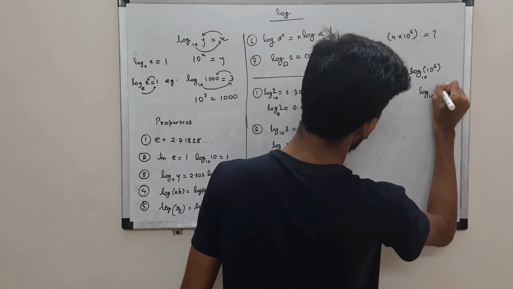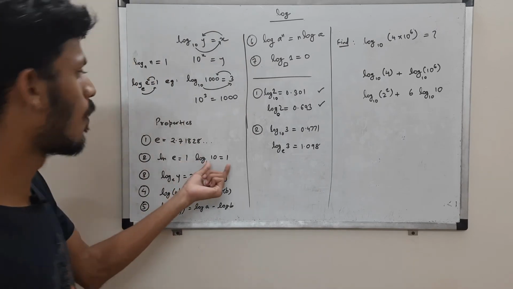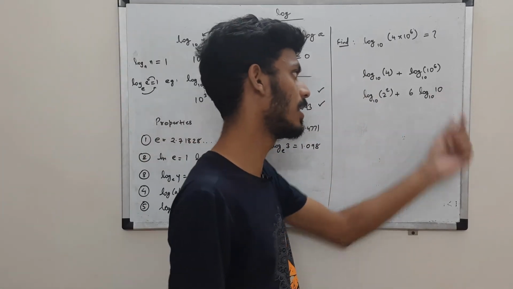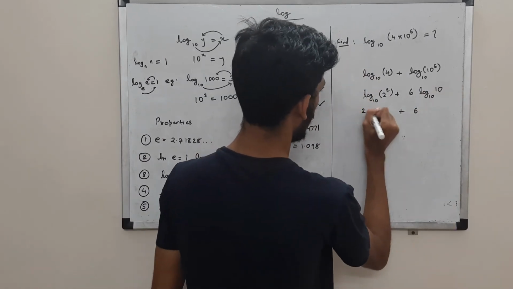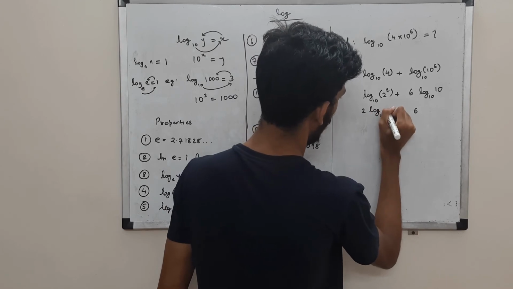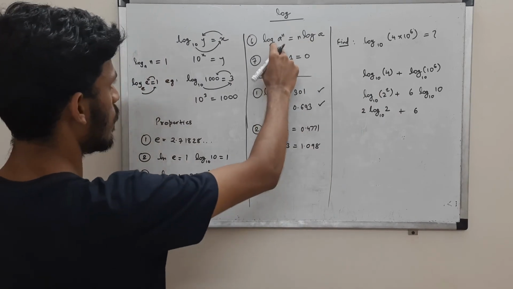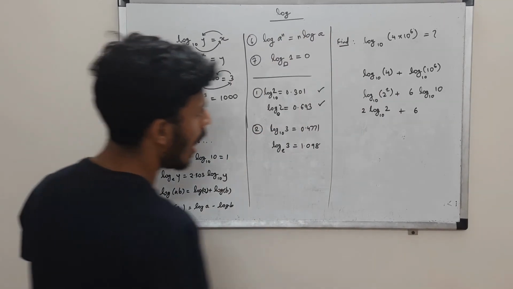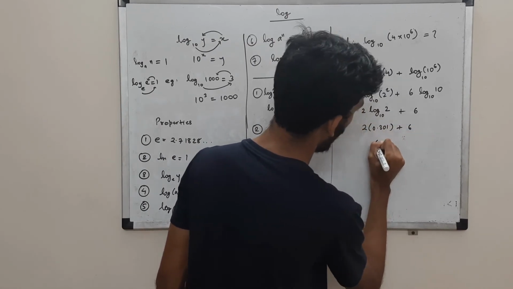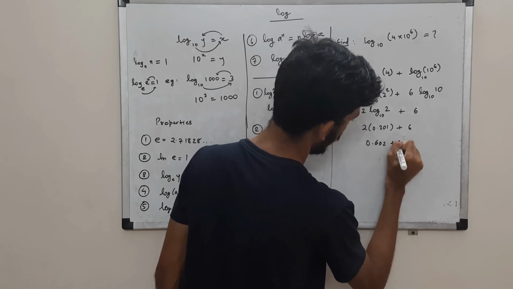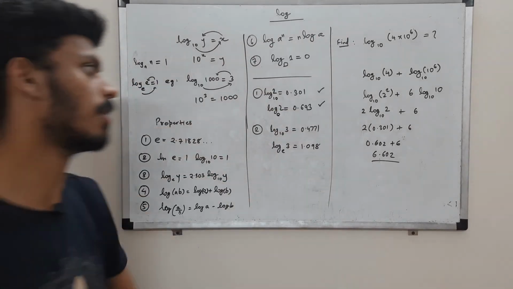And log to the base 10 of 10 to the power 6, the 6 can be brought in front. And what is this? This is 1, log to the base 10 of 10 is 1, so this is nothing but 6. Now the first term can be written as 2 log 2. So this 2 can be brought down, this property, you can bring the power down, and log 2 is 0.301. Double of that is 0.602, so 6.602 should be your answer. So that is the log of that term, 6.602.